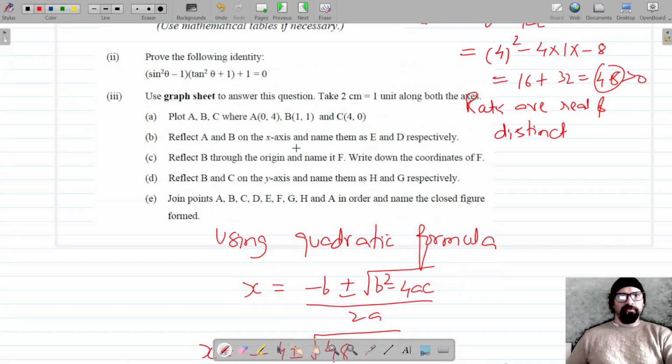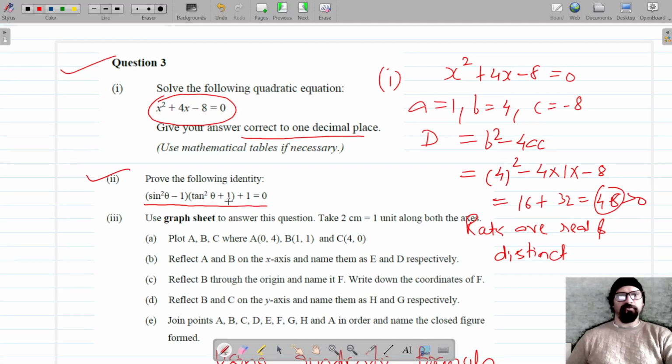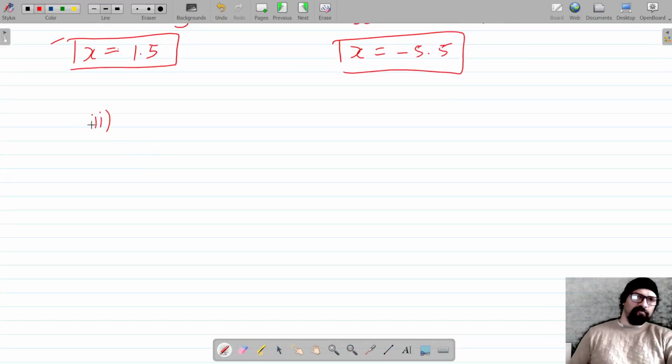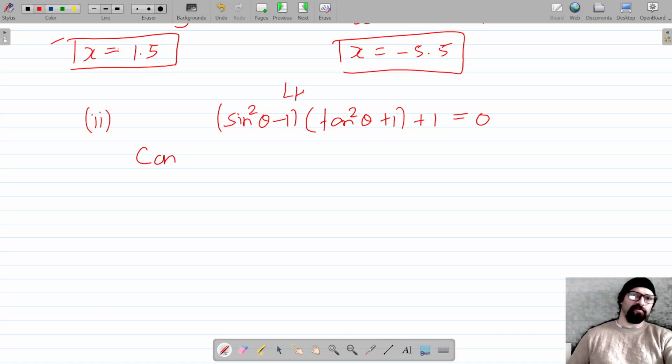Okay, moving on to the second part. We have to prove this identity. This is the second identity that we have to prove: sine squared theta minus 1 into tan squared theta plus 1 plus 1 is equal to 0. That's what we have to prove. So I'm going to consider the LHS, the left hand side.